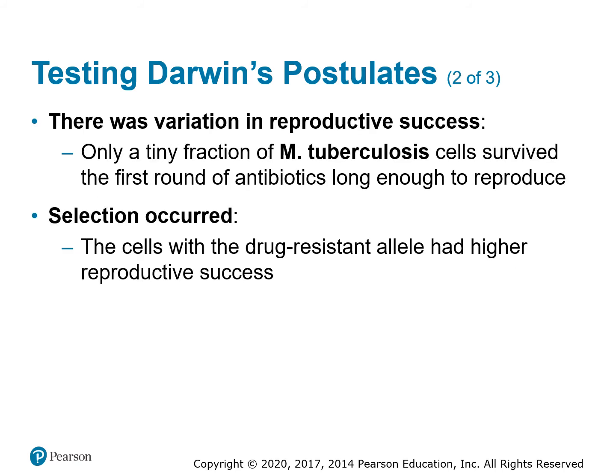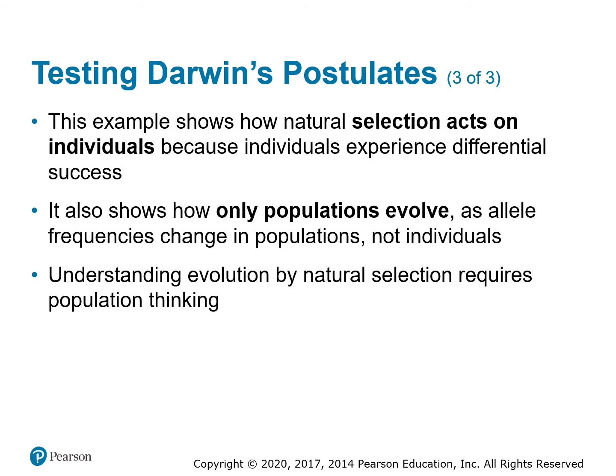There was a variation in reproductive success. So those bacteria cells that were susceptible to the antibiotic died. Those that were not susceptible continued to reproduce, eventually taking over his system. So in this case, selection occurred by the fact that this allele had now greater numbers in the population of bacteria.